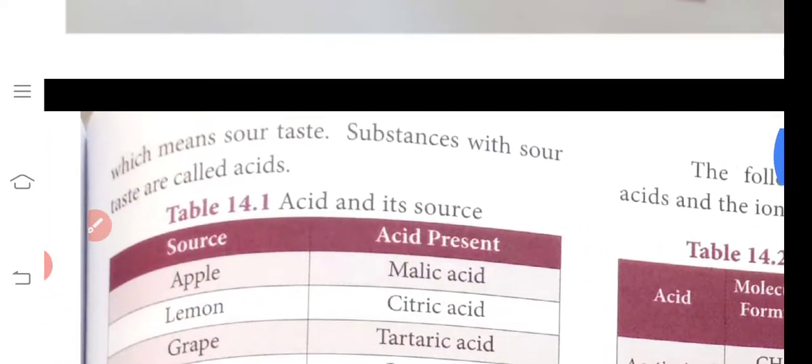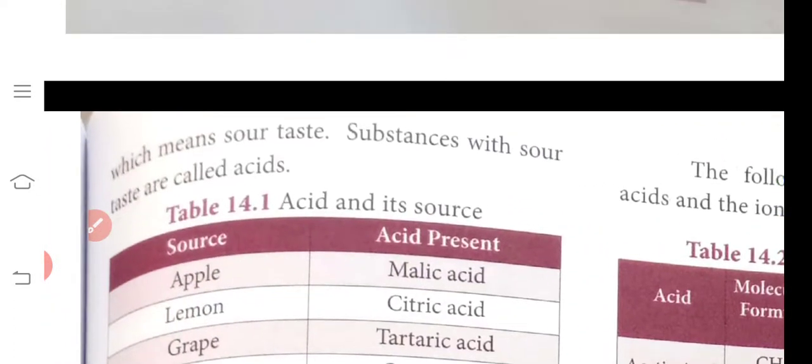Substances with a sour taste are called acids. The taste of acid is sour. The word acid comes from the Latin word acidus.